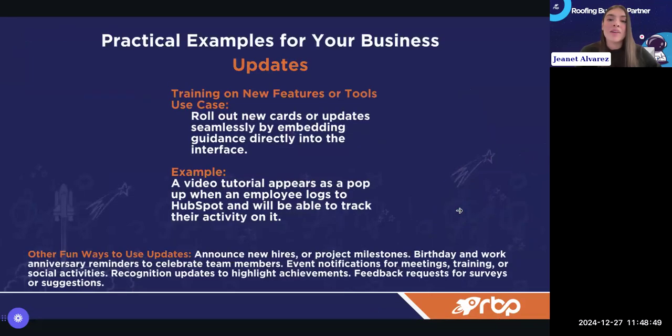So there are some fun ways that you guys can also use updates, not only for processes and systems. I think a very fun way is to create updates for your employees' birthdays. So anytime someone comes into HubSpot in the morning, they can see, hey, today's Jeanette's birthday. Or if you have a New Year's party, you can also post an update there. So it's not only for technical stuff, you can also use it as a resource for communication with your team internally.